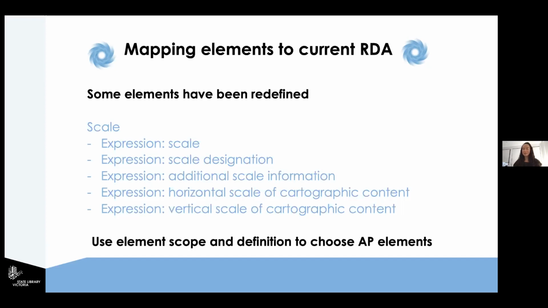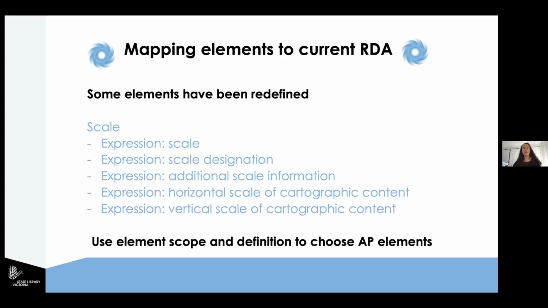My maps catalogers who are engaging in maps application profile development with me know how much of a struggle I'm having with scale, but partly because scale did this explosion. So we had scale, now we have multiple elements that were kind of subsumed under scale previously. And the advice here is you have to use the element scope and definition when you're choosing the AP elements.